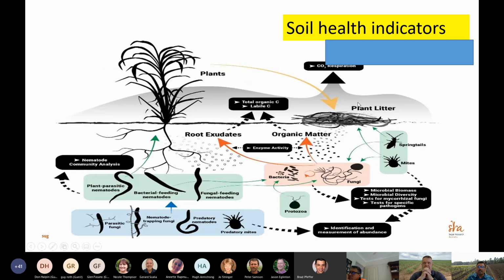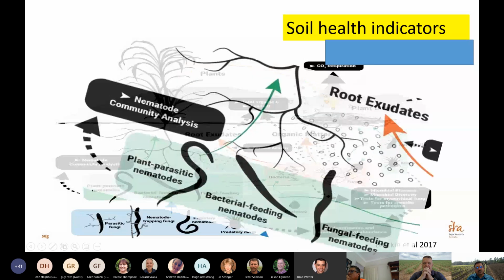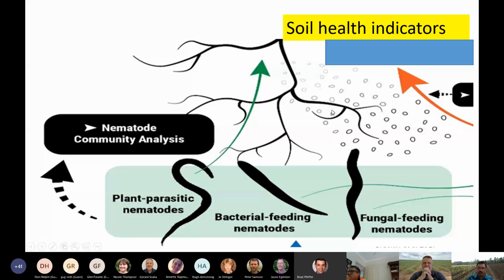There are some other ways you can measure soil health. You can use the total organic carbon, labile carbon. You can use enzyme activity. You can measure the carbon dioxide. So there are lots of ways you can measure soil health. But what's the benefit of measuring soil health using the nematode?